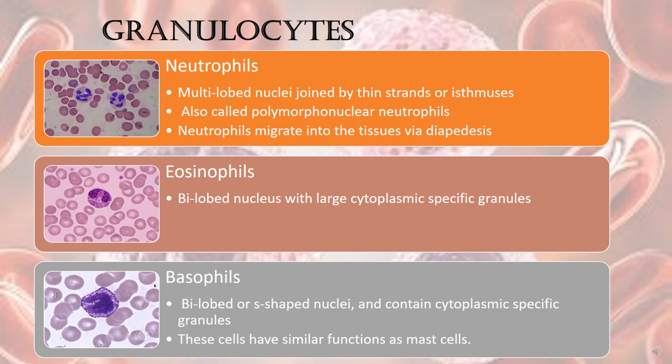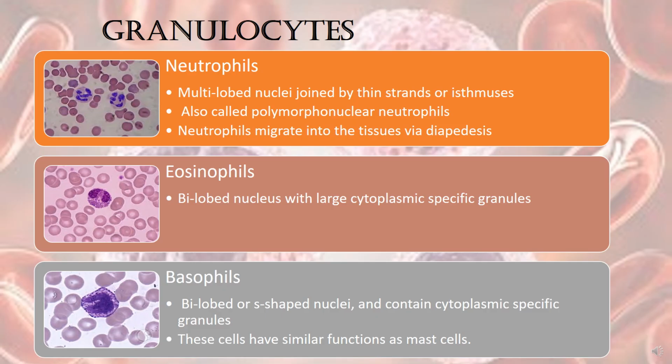These cells have lifespans of a few days, and when activated in connective tissue, they undergo apoptosis and are then removed by macrophages. Eosinophils have a bilobed nucleus with large cytoplasmic-specific granules that are eosinophilic, staining red to pink.